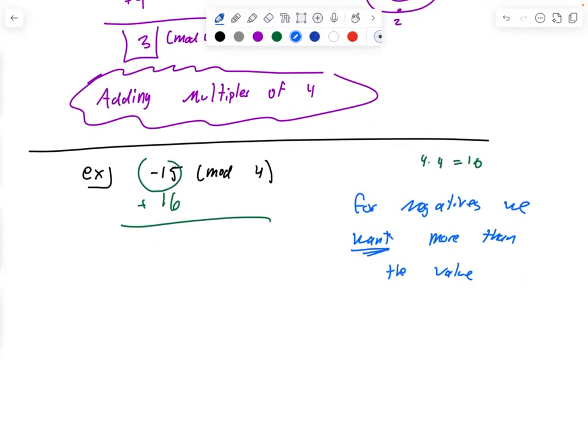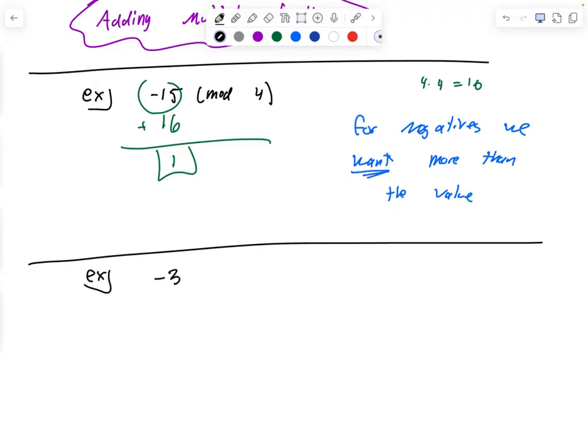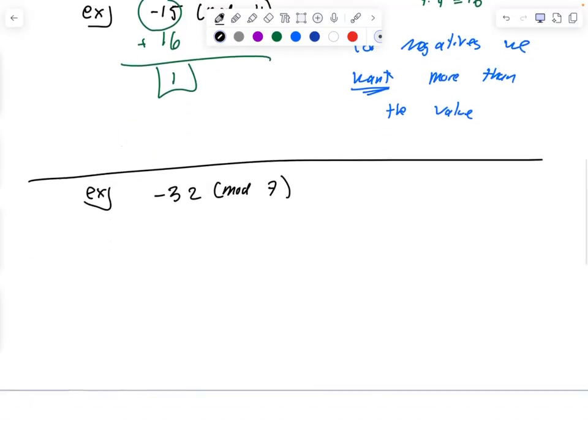So negative 15 plus 16 is 1. And that's our answer. So we want to add more than the value in this case. Let's try another basic one. Negative 32 mod 7. Okay, we want to turn this into a positive congruence.